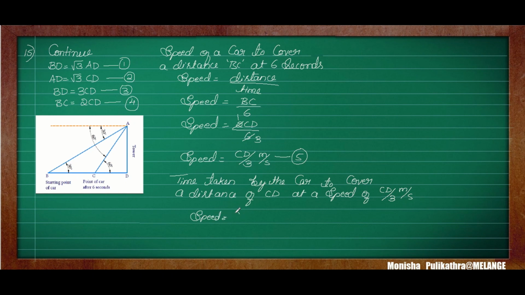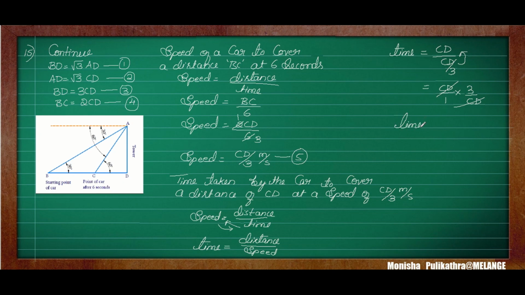We know that speed is equal to distance by time, but here we need to find out the time. So we just need to interchange it. That is, time is equal to distance by speed. Okay. So what is the distance now covered by the car? The distance the car has to cover is CD, whereas the speed of the car is CD by 3. So if I take the reciprocal, it will become CD by 1 into 3 by CD, the 3 goes upside. So this CD gets cancelled.